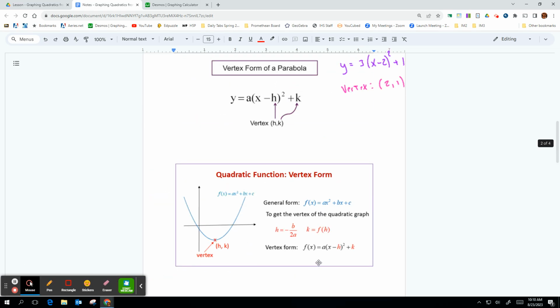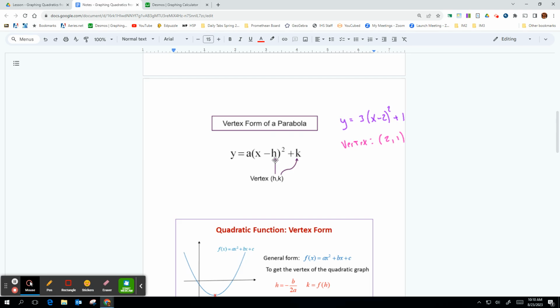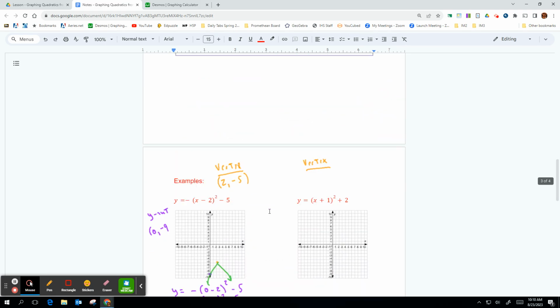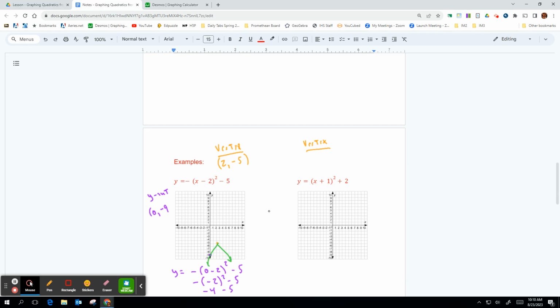It's -h, which would be a positive h. So this one, if you think about it, is a little trickier. There's not a lot of work to do, but it's trickier. This would be minus a -1, because that's what a +1 is. So the vertex in this case would be -1, 2, much like over here when I did -5. So it wasn't just 5, it was -5. But that's where the vertex is: -1, 2.